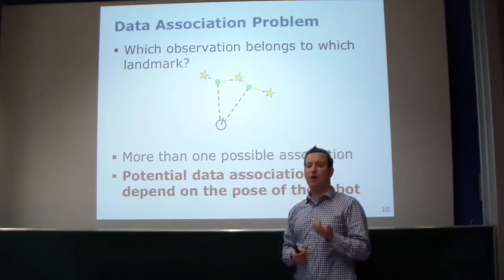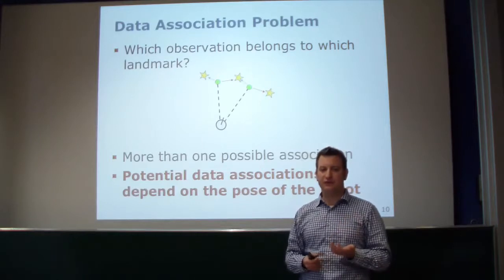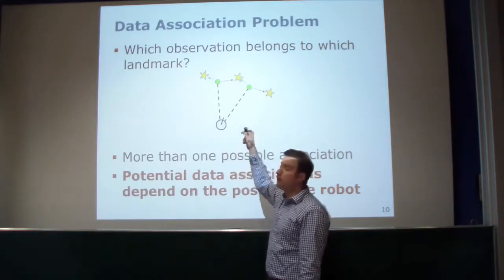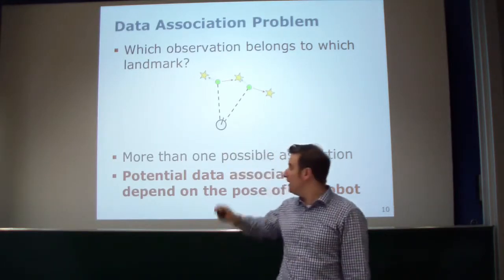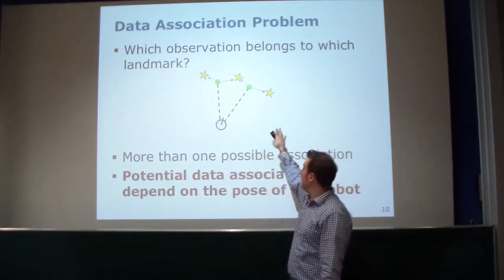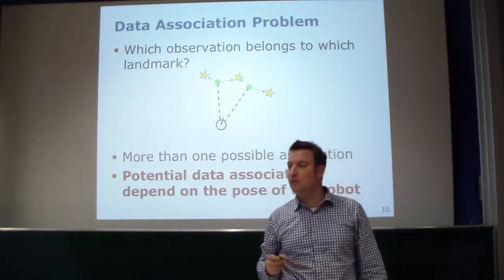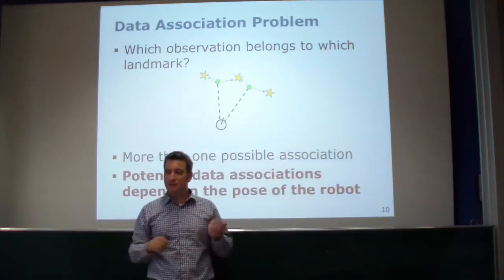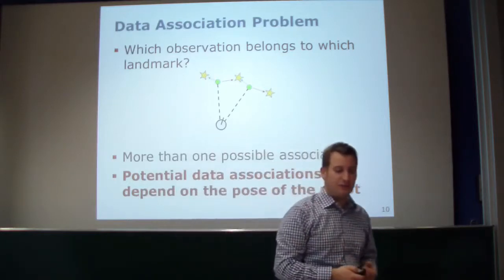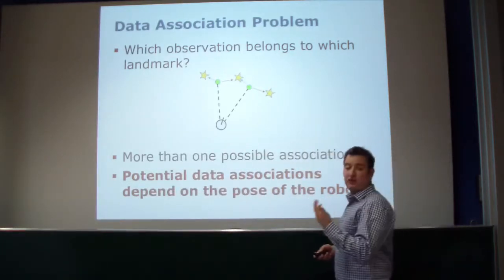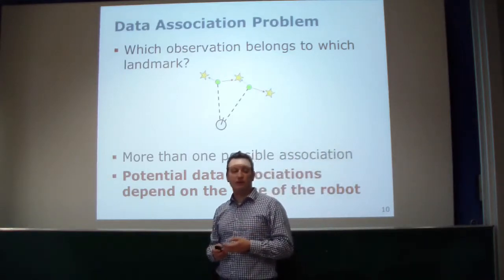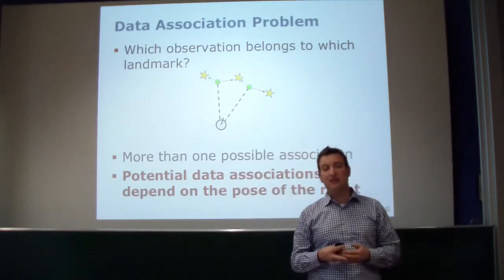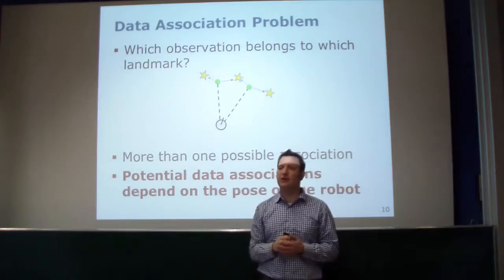And moreover, the pose of the robot influences the data association. If this robot were rotated a little bit more to the left, the blue association would be the more likely one. If it were rotated a little bit more to the right, the red association would be the most likely one. So the pose of the robot has a strong influence on the likelihood of the individual associations. This is one of the reasons why data association is complex. But in the particle filter, we have a very nice setup and are able to address this problem in a rather efficient way.